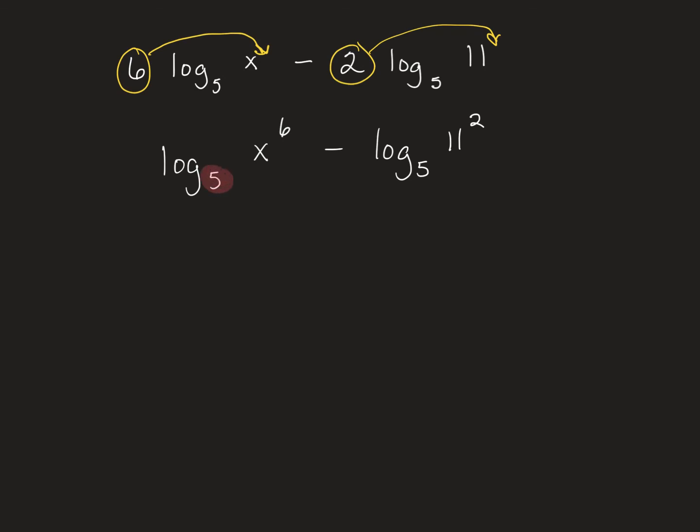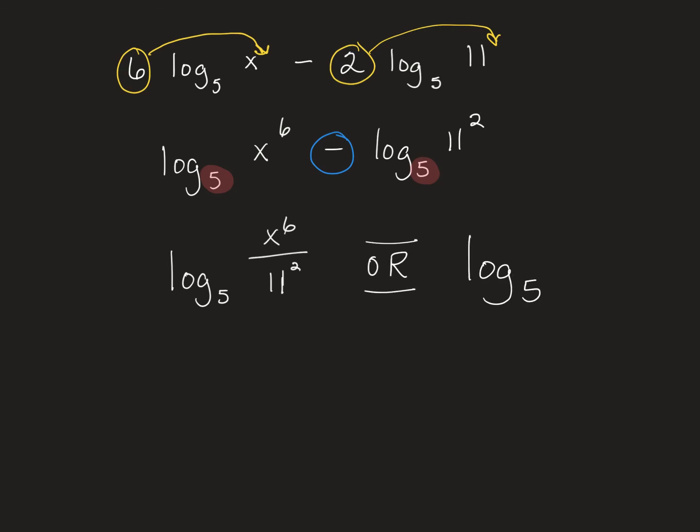Looking at my subscripts, they are the same. So now I can do the subtraction, which tells me to divide. So this is log base 5 x to the 6th over 11 squared. That would work. Or you can tell me that's log base 5 x to the 6th over 121. Either is acceptable, but that's where you would need to be.